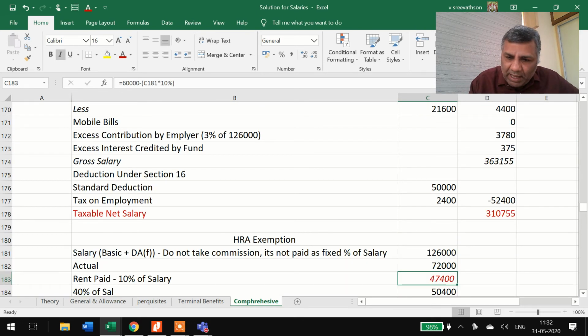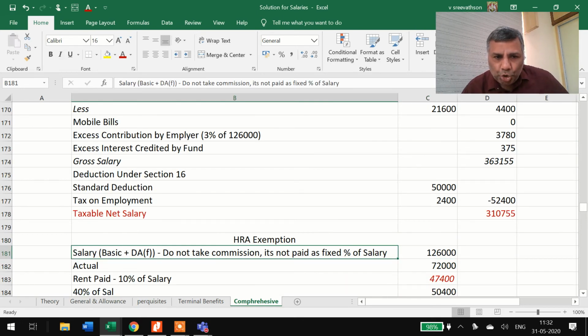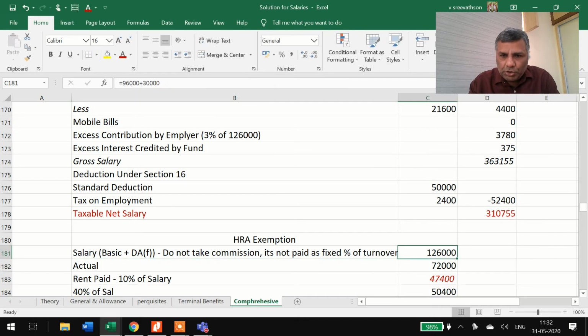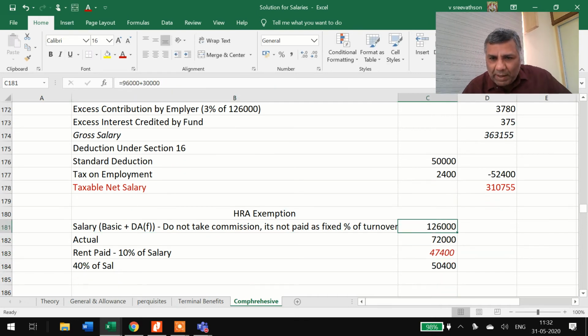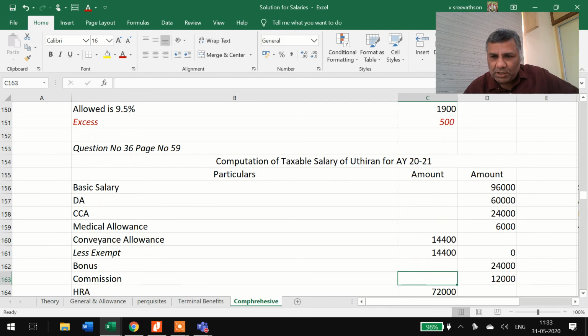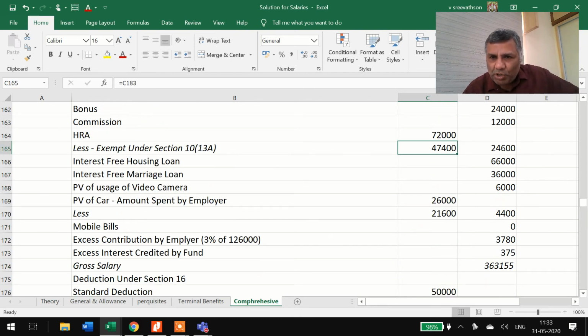Exempt, my dear friends, is salary. You should not take the commission part of it. Do not take commission, it is not paid as a fixed percentage of turnover. So the salary part will become 1,26,000. Actual HRA received 72,000. Rent paid minus 10% of salary is 47,400, and 40% of salary since it is Raichur. Salary is basic pay of 96,000 and 50% of DA. So HRA exempt is 47,400, making 24,600 taxable.